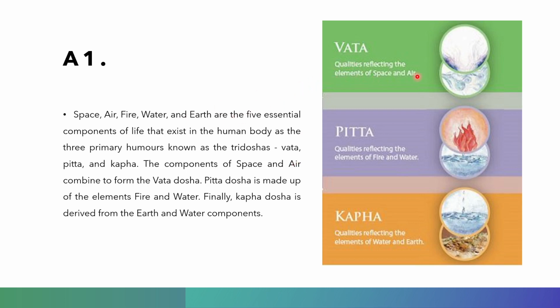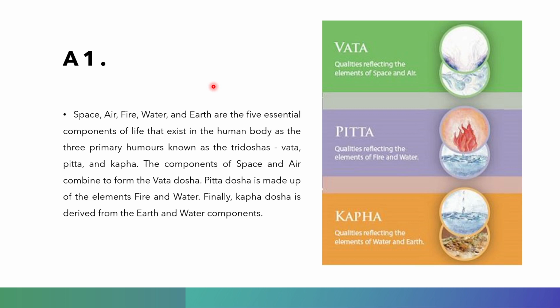There are three types of things which Ayurveda generally believes: the human body is made up of space, air, fire, water, and earth. This is generally called Panchatattva. You will find this word specifically in Ayurveda. That means five essential components of life, and these are space, air, fire, water, and earth. They exist in the human body as the three primary humors known as tridosha. So how is this called tridosha? It is three things, that is vata, pitta, and kapha.